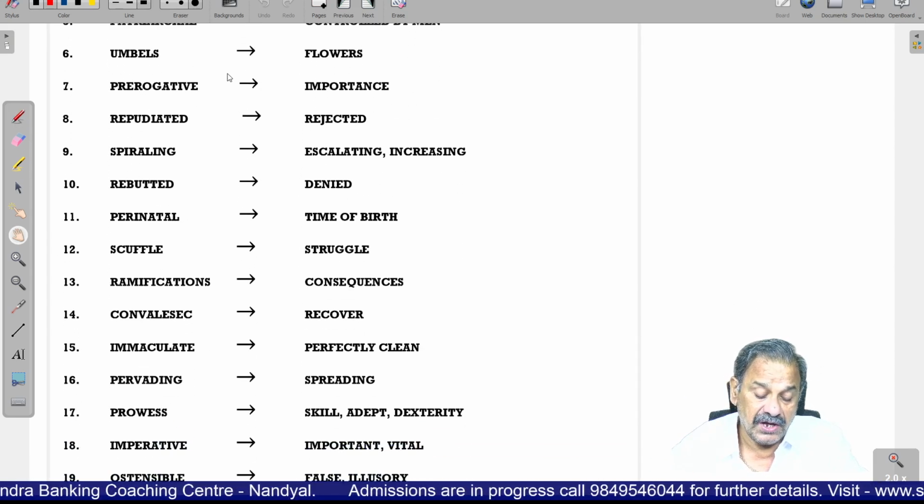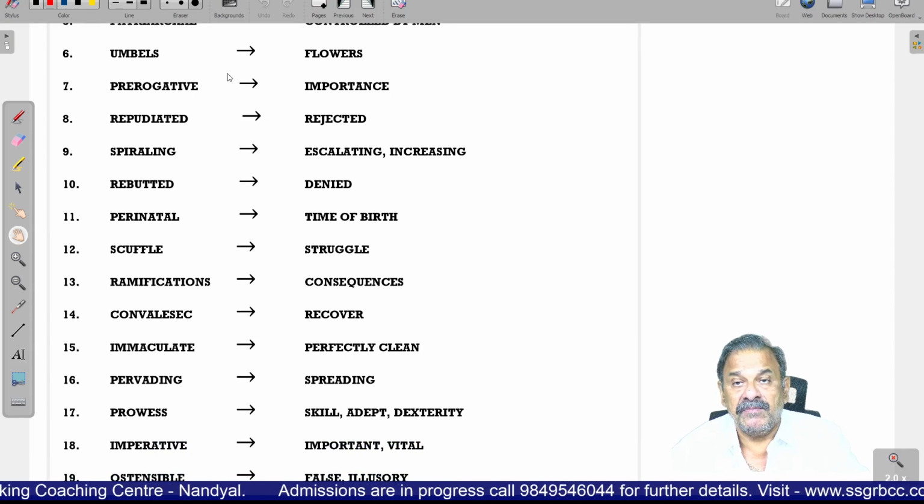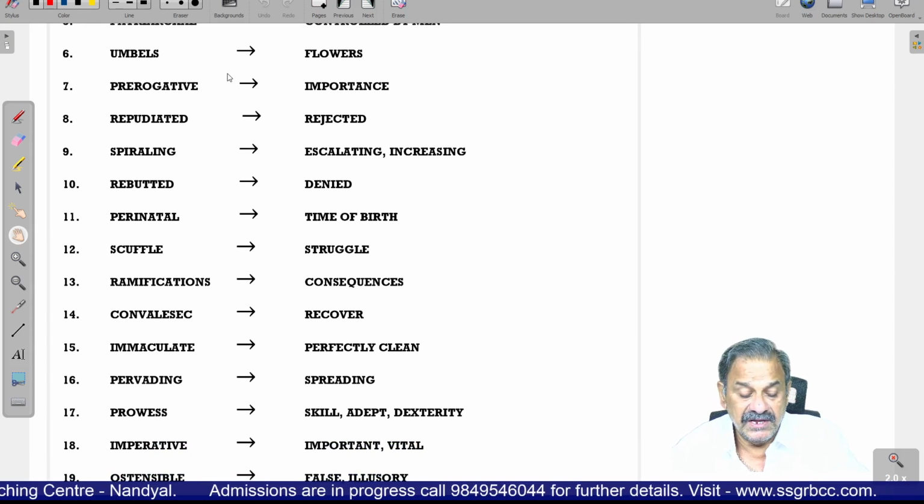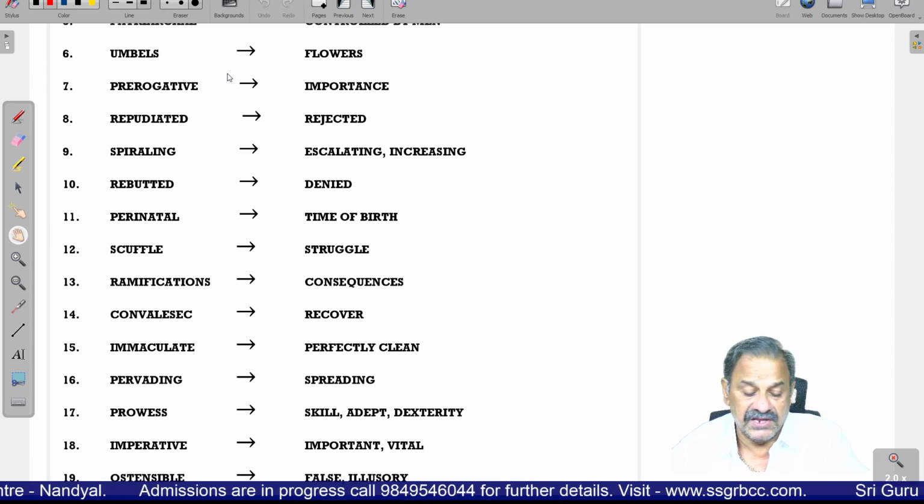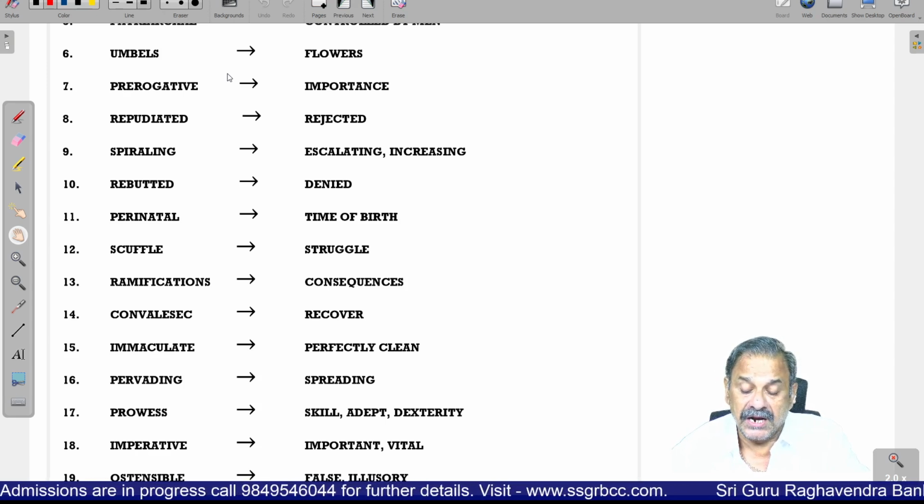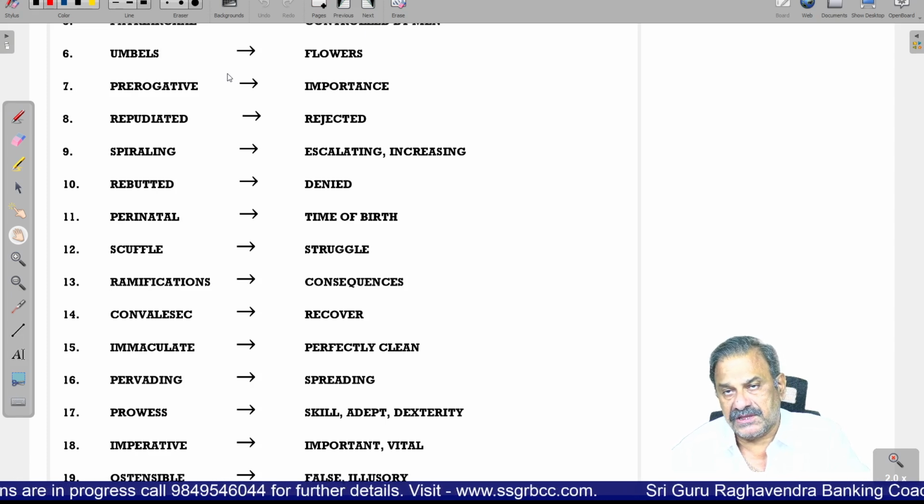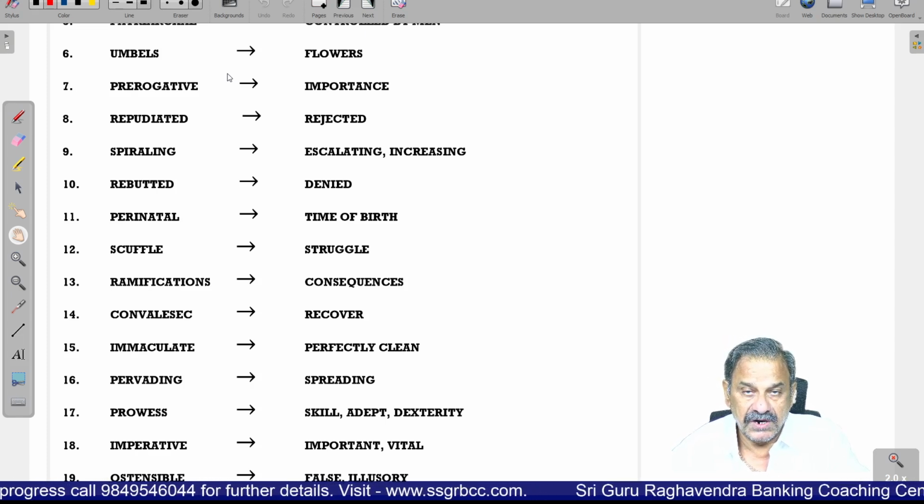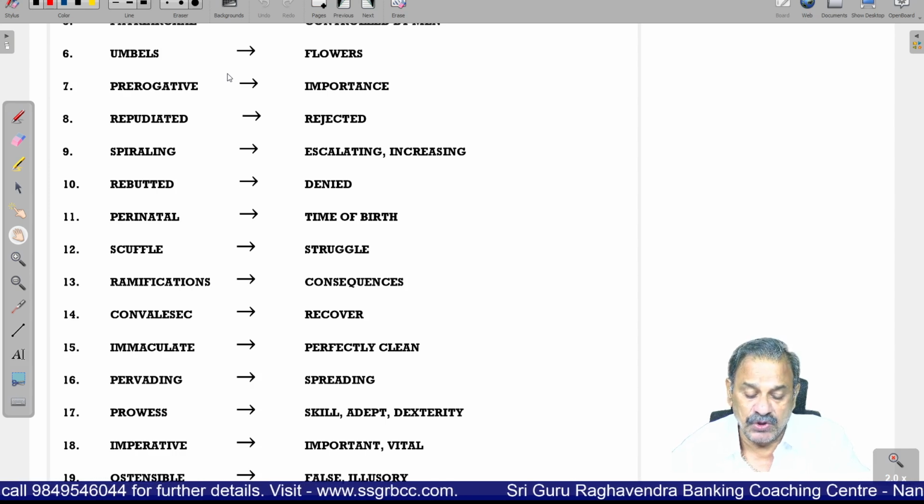Then next, rebutted. Rebutted means denied, rejected. Then perinatal. Perinatal means time of birth.